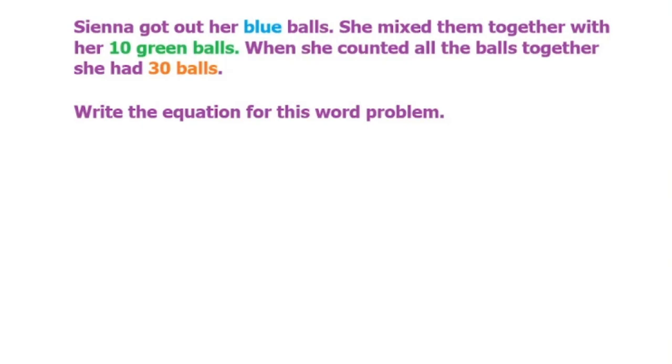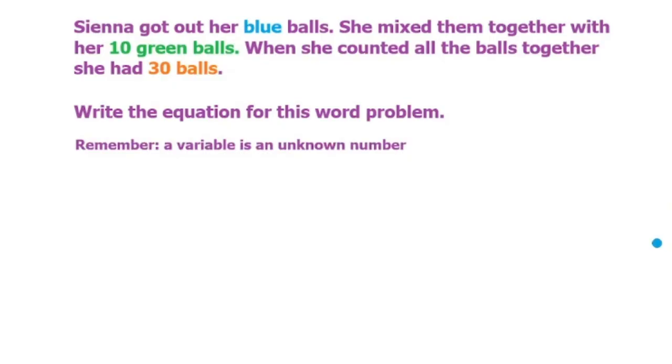In this video, I'm going to be teaching you how to write variable equations using a word problem. So if you have a word problem like this that says, Sienna got out her blue balls. She mixed them together with her 10 green balls. When she counted all the balls together, she had 30 balls. Write the equation for this word problem.